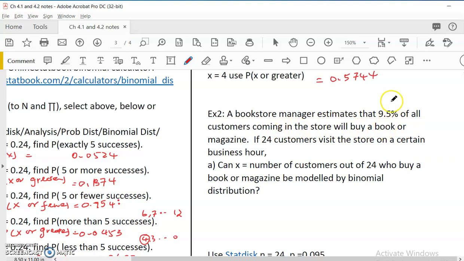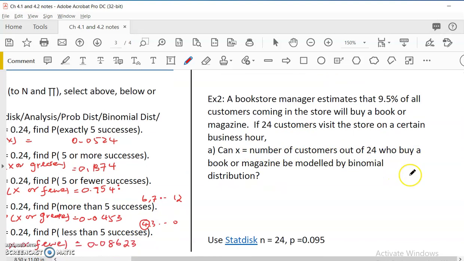Okay. Example 2. A book manager estimates that 9.5% of all customers coming in the store will buy a book. So this probably is from a relative frequency kind of experiment. And then if in a day there's 24 customers that visit the store in a certain business hour, can X equal to the number of customers out of 24 who buy a book be modeled by a binomial distribution? So we have to check the 4 things. First, do I have a fixed number of trials? Yes, 24 is fixed. They're just counting out of this 24.